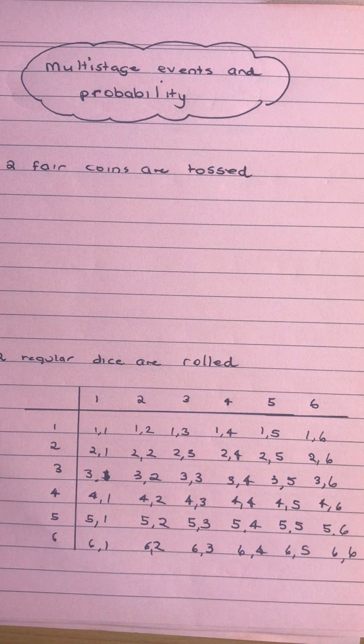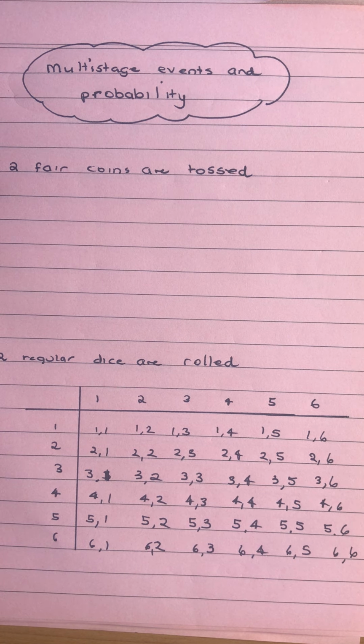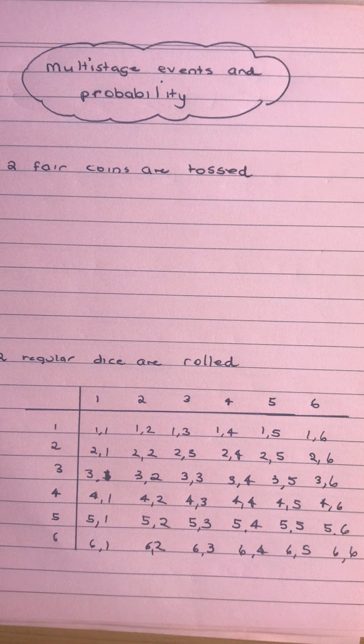In this video I'm going to look at a couple of very classic multi-stage events that we can see when we're looking at probability. One of them is when we have coins being flipped, and the other is dice being rolled. Now, when we flip our coins or we have something where there aren't too many options, a tree diagram is a great way to go.